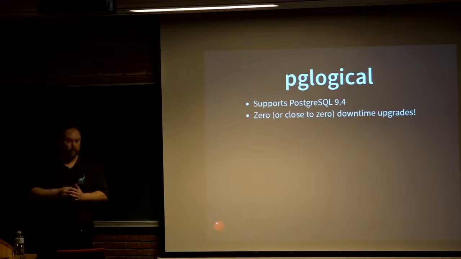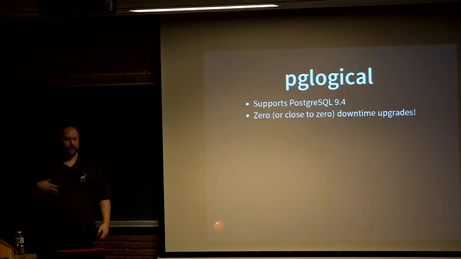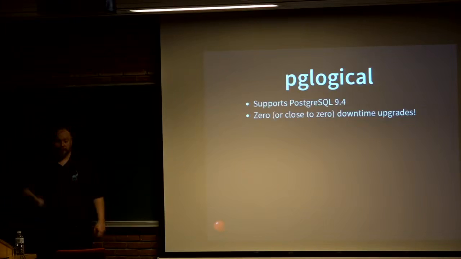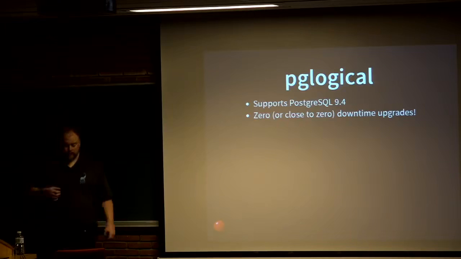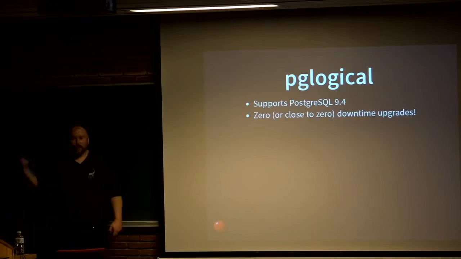PGLogical also supports Postgres 9.4, not just Postgres 10. And using PGLogical, you can accomplish what's basically, well, there's no such thing as zero, but very close to zero downtime upgrades by using logical replication, because physical replication was tied to specific Postgres versions, right? Versions and platforms and compile flags and things. Logical replication isn't. Using PGLogical, you can replicate from Postgres 9.4 to Postgres 10, for example. Now you will be able to do these zero downtime upgrade things, probably using the Postgres built-in replication as well, but only from version 10.